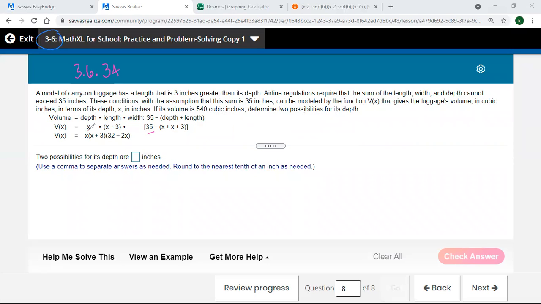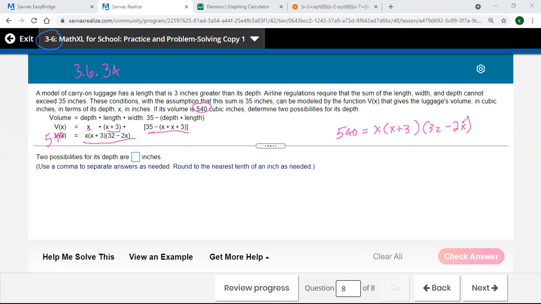that if you have X and you have 3 more than that here, then what's left is 35 minus those 2. So they simplified that down to get it to here. And then they say, if the volume is 540, find 2 possibilities for the X value. So we're going to put the 540 in here for the volume, giving us that equation: 540 equals X times X plus 3 times 32 minus 2X.